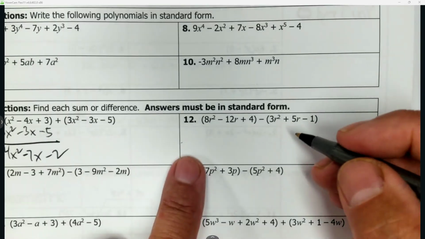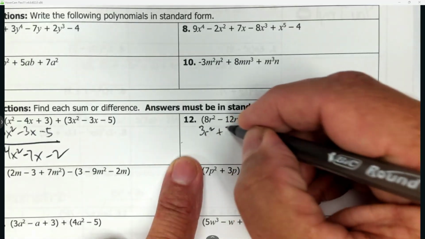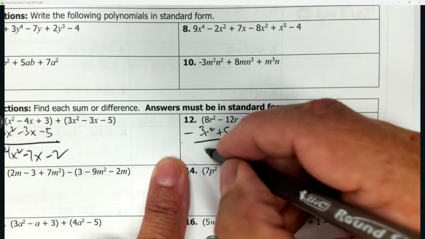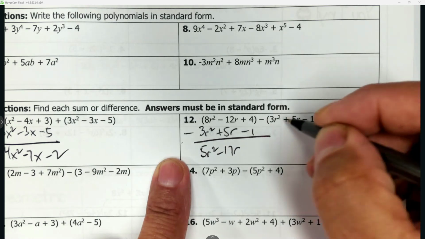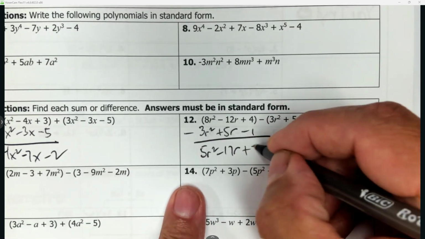Here we're subtracting. We're going to put them in order again. So we have 3r squared plus 5r. Subtract 1, and we're going to subtract these. So 8 take away 3, negative 12 take away 5, and then 4. When you subtract a negative, you're adding. So it's 4 plus 1, which is 5.